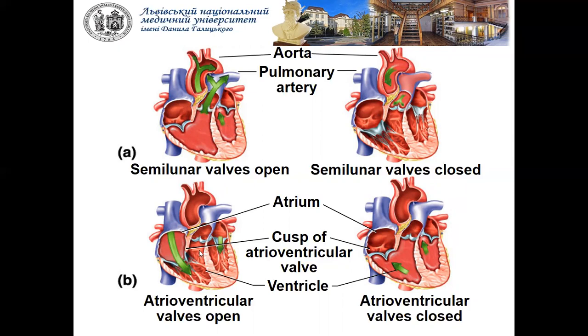And in this picture, the atrioventricular valves are closed. This one is the mitral valve and the tricuspid valve, right? Blood from the right atrium goes into the right ventricle, from the left atrium goes into the left ventricle. And here the tricuspid valve and mitral valve are closed, and the blood cannot return back.